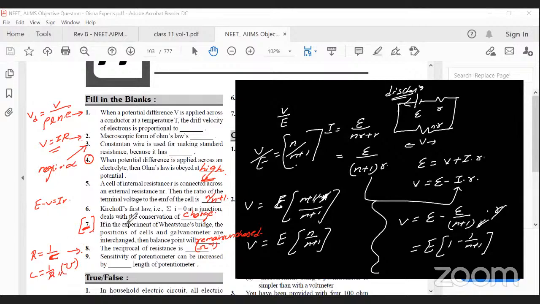Okay. Right. Sensitivity of the potentiometer can be increased by dash length of the potentiometer.